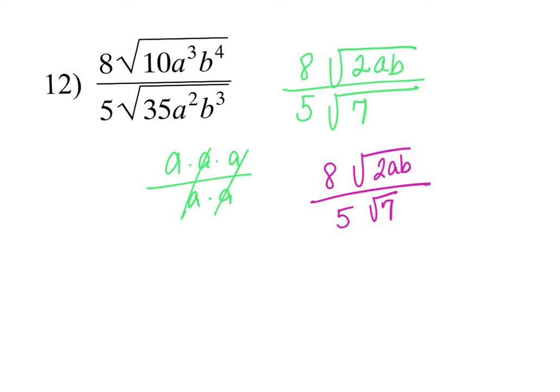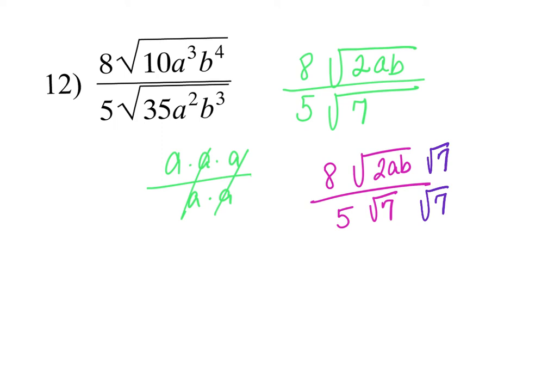So if even your variables can reduce again at this point, then go ahead and reduce them out before you do any multiplication. So at this point, the only thing I need to do is get the radical out of the denominator. All right, so to get rid of the 7, I am going to multiply the top and the bottom by the square root of 7.